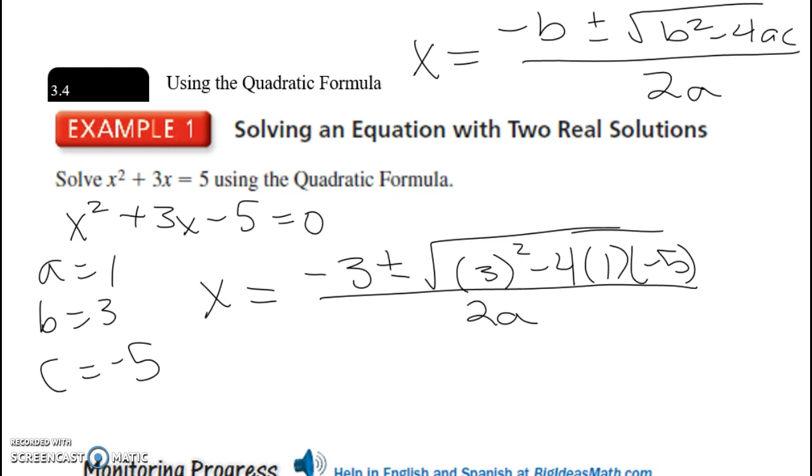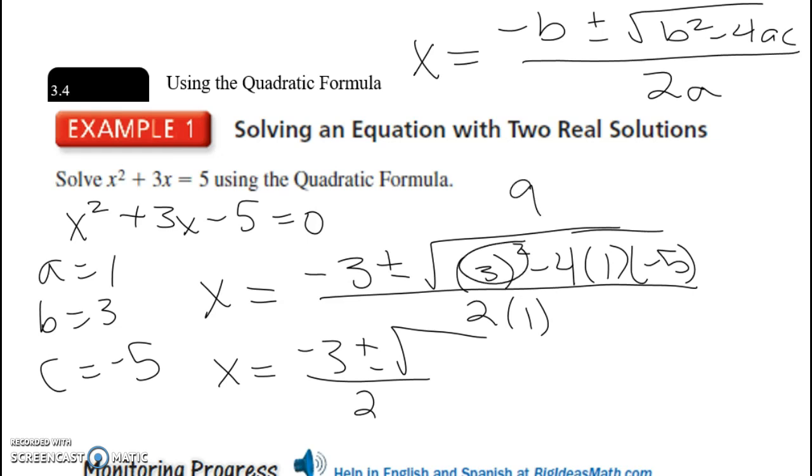Now let's start simplifying. So let's simplify the outer. The negative 3, and underneath the radical, 2 times 1 is 2. Next, let's simplify under the radical. 3 squared is 9. 4 times 1 times 5 is 20. And then look at the signs. I have 2 negatives. 2 negatives turns into a positive. So under the radical, I have 9 plus 20, which is 29.